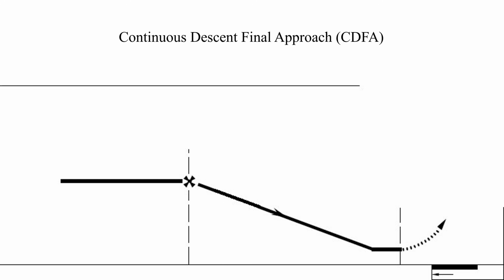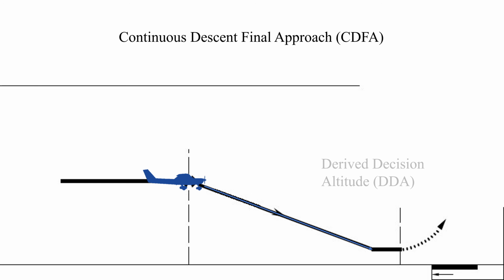To fly a CDFA, we want to start our descent at the final approach fix, but we use a somewhat gradual, targeted descent rate to stay on the descent angle for the approach, rather than rapidly descending and leveling off at the MDA. We monitor our descent by cross-checking our altitude versus our distance from the runway and adjust our descent rate to stay on the descent angle for the approach.